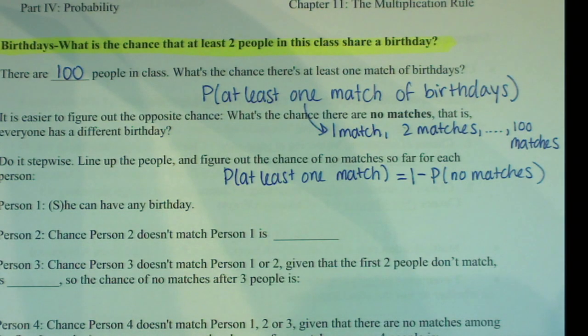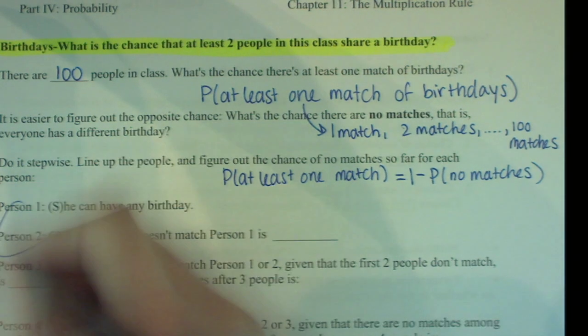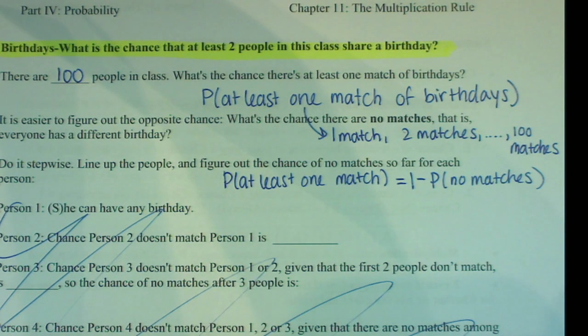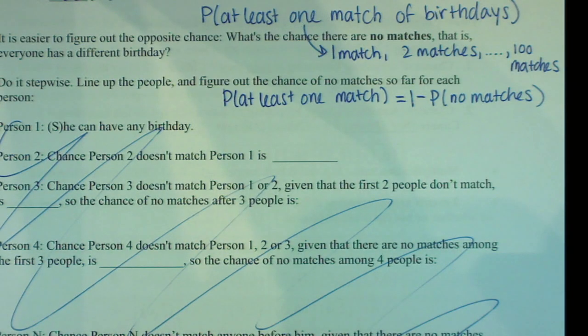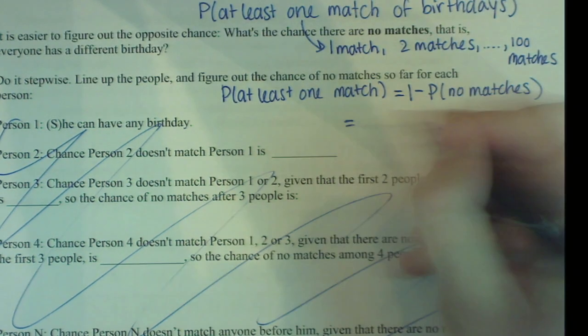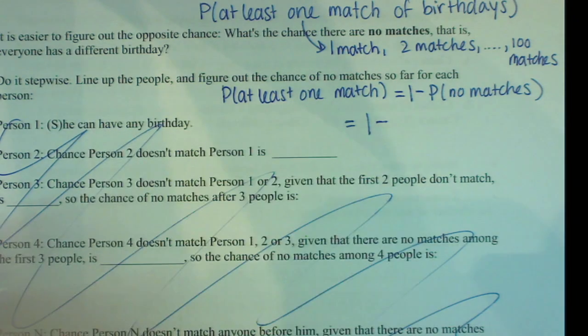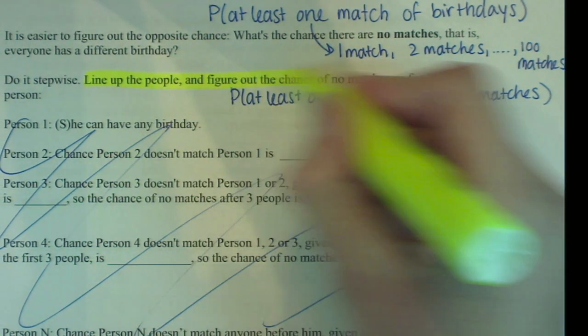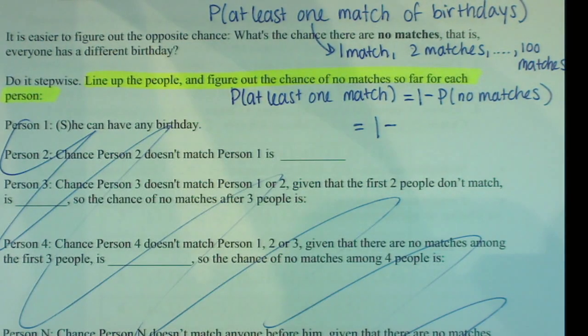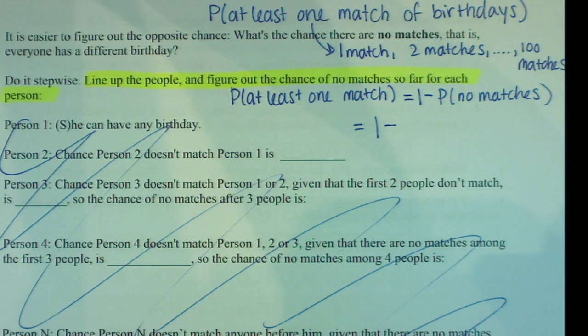So I'm just gonna get rid of that. We're just gonna do it without these prompting questions. So the chance of getting no matches. It says do it stepwise. Line the people up and figure out the chance of no matches for each person. So my answer is going to be 1 minus the chance that all 100 people don't match. The very first person, if I'm the first person, I don't really matter.